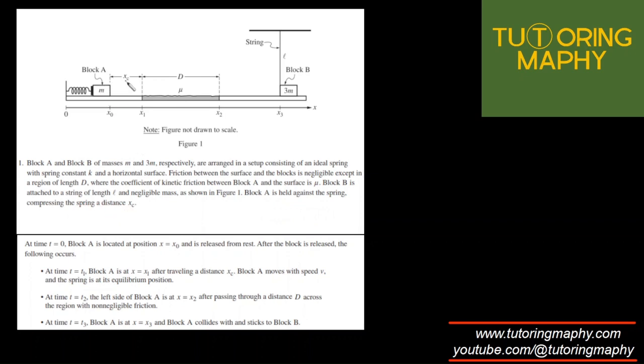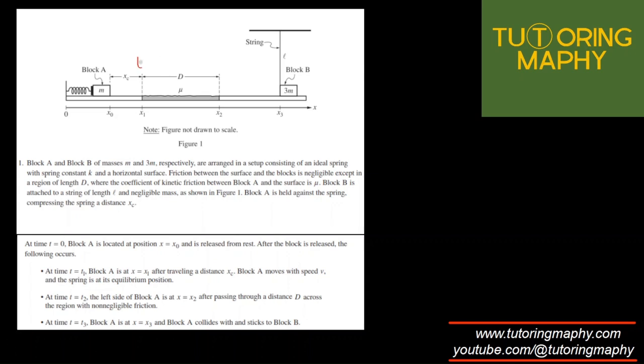So we should notice that the spring has been compressed. Now at t equal to 0, block A is located at the position x equal to x naught, and is released from rest. After the block is released, the following occurs. At time t equal to t1, block A is at x1 after traveling a distance xc. So this is the mark t1.